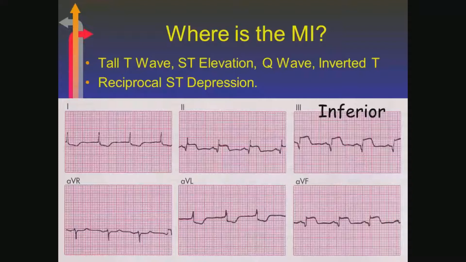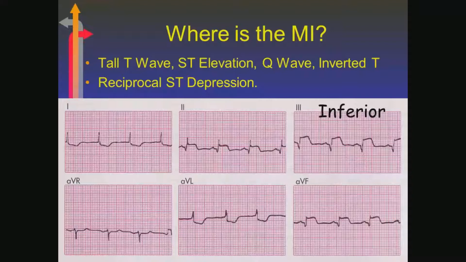The right coronary artery also feeds your node, and your sinus node, and your AV node. So it's associated often with blocks. An anterior wall MI, fed by the left anterior descending, is associated with loss of blood pressure, cardiogenic shock. So where the MI is very important.